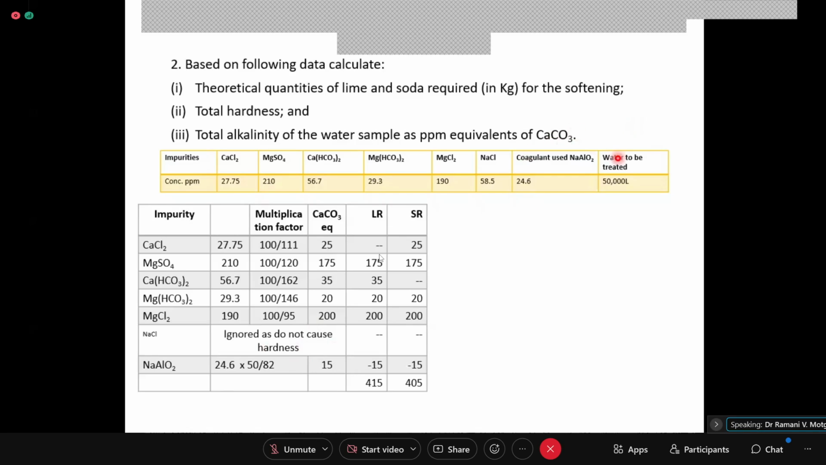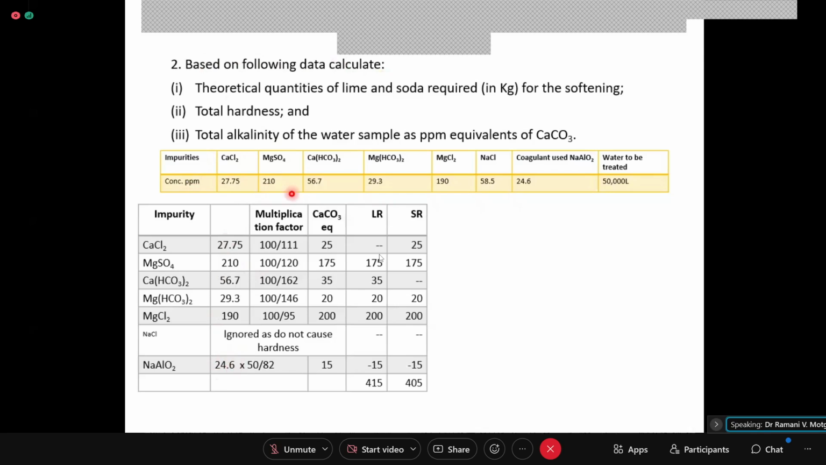Then a coagulant is used, like sodium aluminate, NaAlO2. Now when NaAlO2 is used, we'll write the equivalence here. Okay, 24.6 is the weight of coagulant used per liter. It is not mentioned per liter, but it should be written here, based on the following data calculate. So these are the concentrations. ppm means parts per million, that is milligrams per liter. So in 1 liter, this is the weight.